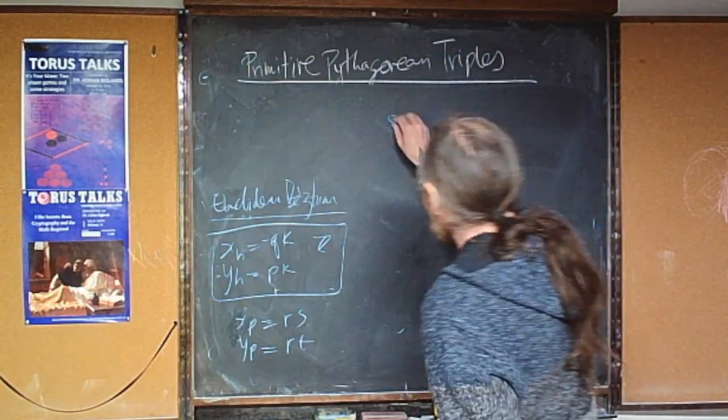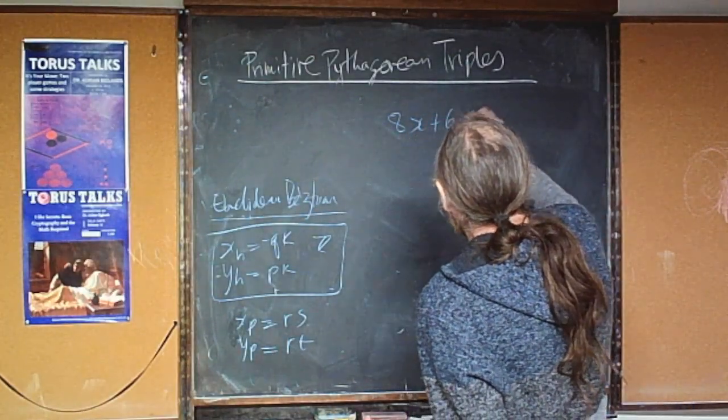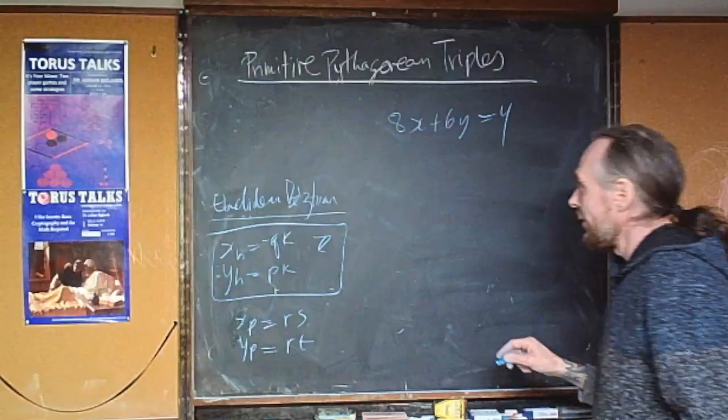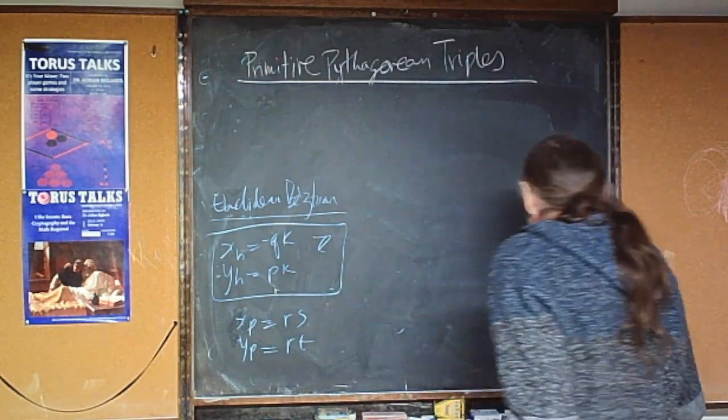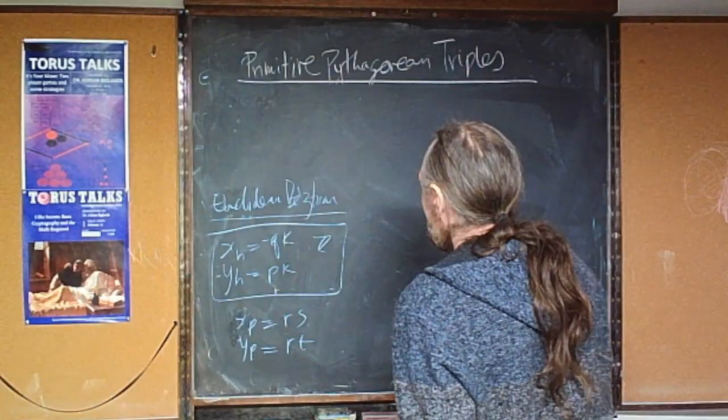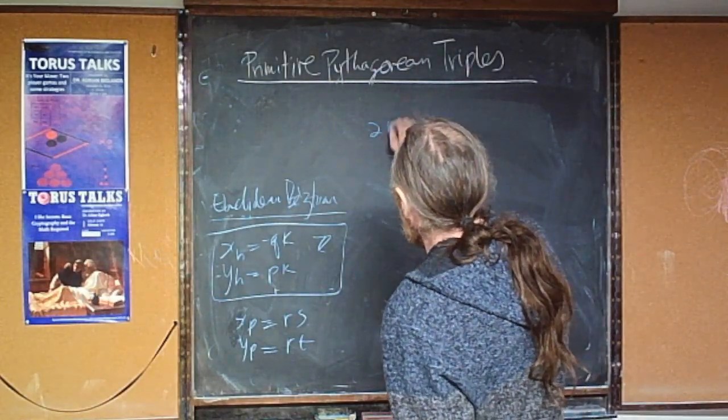So let's do this with 8x plus 6y equals 4. We'll use small numbers. I'll use the 4 still.